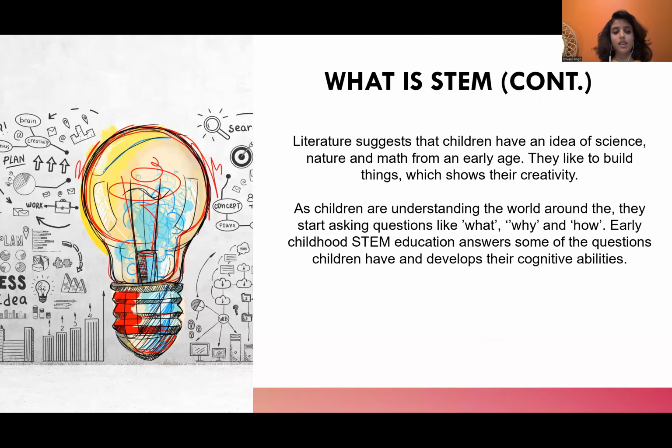Children are born scientists and they have curiosity in them. It becomes important that their curiosity is satisfied, which can be done when parents, teachers, and the community take responsibility of developing that skill. This slide explains the purpose of STEM in early childhood. Literature suggests that children have an idea of science, nature, and math from an early age. They like to build things, which shows their creativity. As children are understanding the world around them, they start asking questions like what, why, and how. Early childhood STEM education answers some of the questions children have and develops their cognitive abilities.